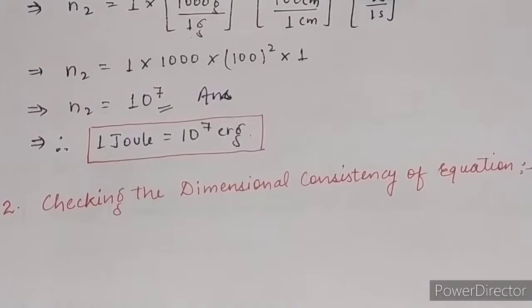Okay, so the second application is checking the dimensional consistency of equation. This application doesn't have any particular formula; it is only done through numerical form, because here an equation has been given and we have to test its consistency, whether this equation is consistent or not. So we have to test the consistency of the equation and prove it.